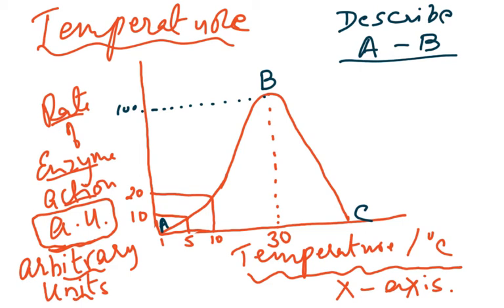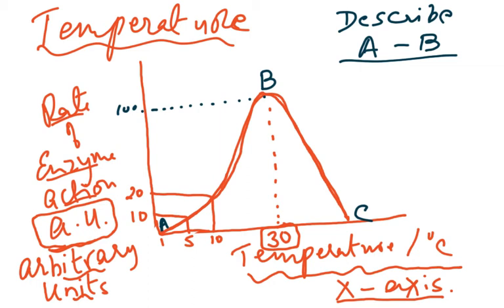So the temperature is plotted on the x-axis and the rate of enzyme action is on the y-axis. Now you see, as you increase the temperature from A to B, the rate is increasing slowly in the beginning and then it increases. And then we see the rate decreasing. So from A to B, the rate is increasing, B to C, the rate is decreasing. And you can see the optimum temperature of this is 30 degrees Celsius. As we have increased the temperature above 30, the rate has started to decrease.